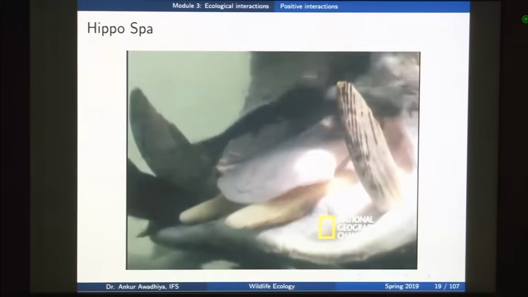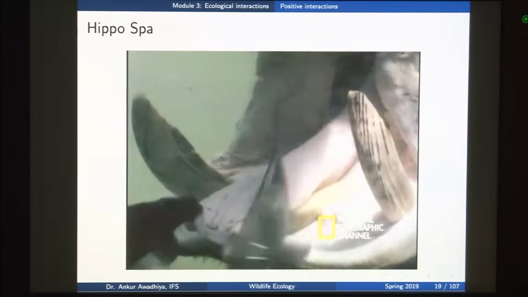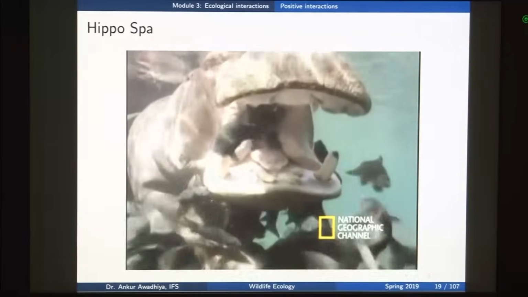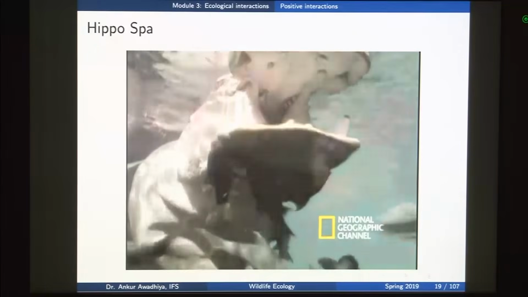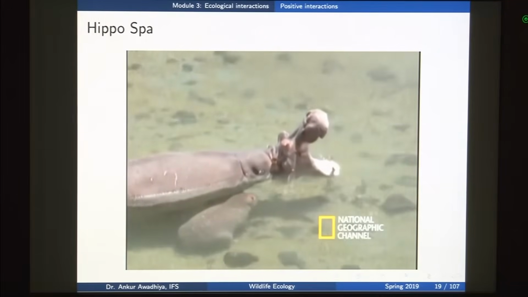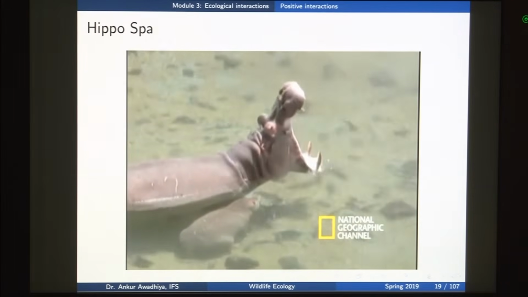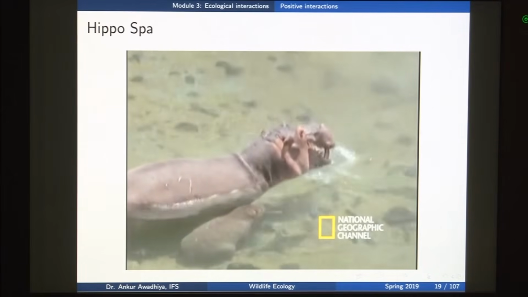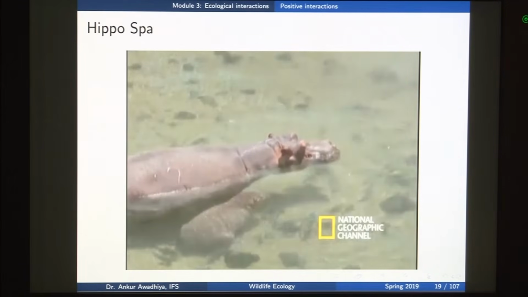In such an interaction, it is essential that these fishes should not be harmed by the animal, because if these fishes think that this is a predatory animal, they will not come there and clean its body or its mouth. And similarly, the hippopotamus should not get any sort of harm through this process.